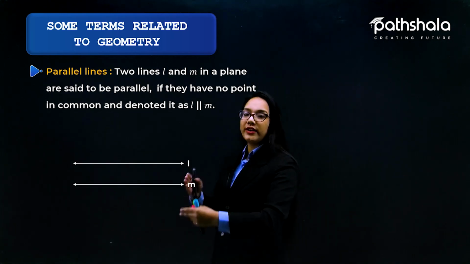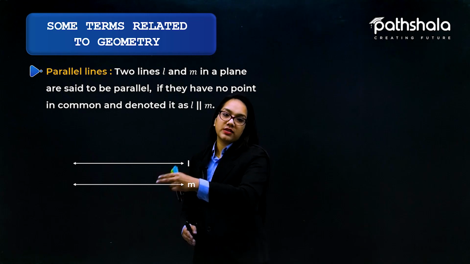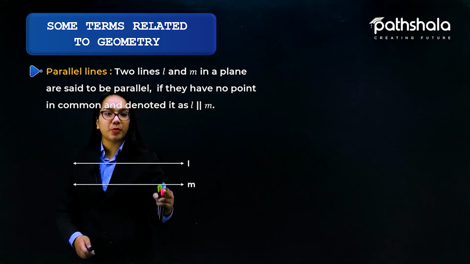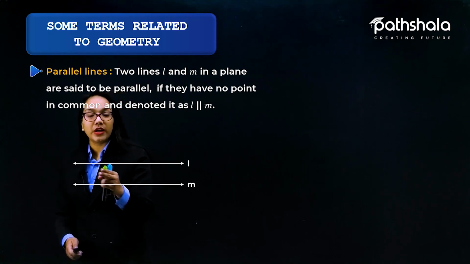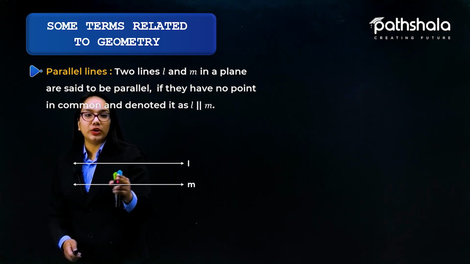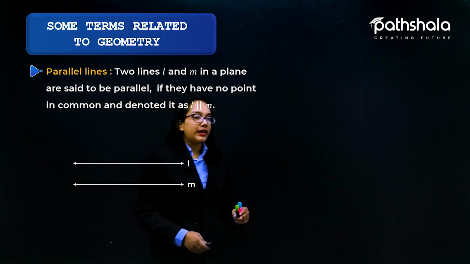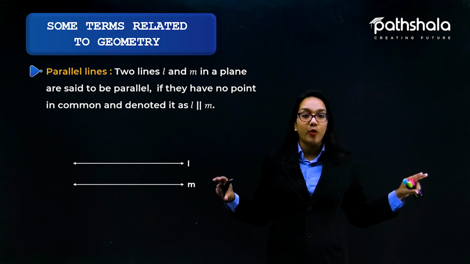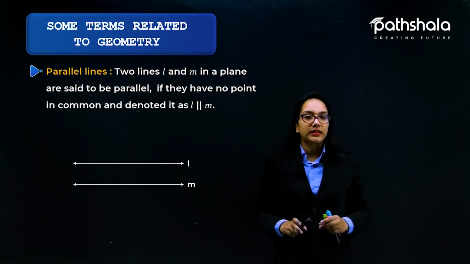So there is no point common between these two lines because there is a lot of space. As you can see, the distance from this point to this point is the same throughout the two lines. Moreover, we can say that if the distance between the two lines is the same at every point, they are nothing but parallel lines.